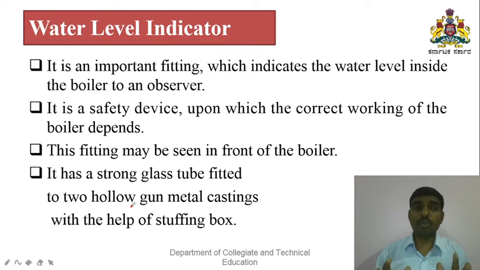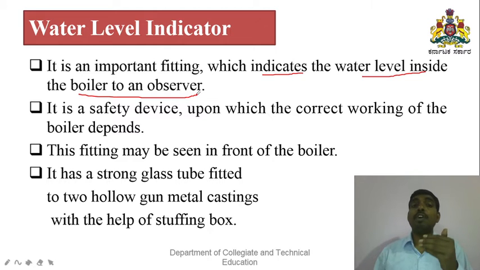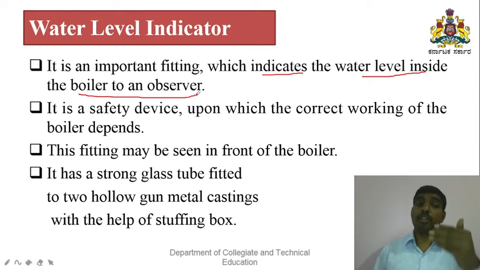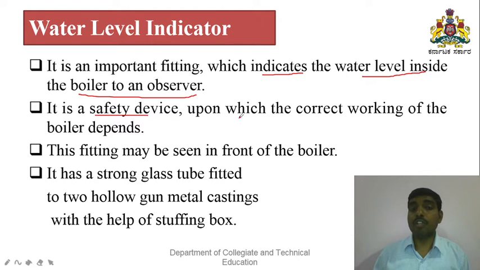The name itself shows: the water level indicator. It will indicate the level of the water inside the boiler to an observer. So how much water is there inside the boiler drum or boiler shell can be determined by the device we call a water level indicator. Secondly, it is a safety device upon which the correct working of the boiler depends.